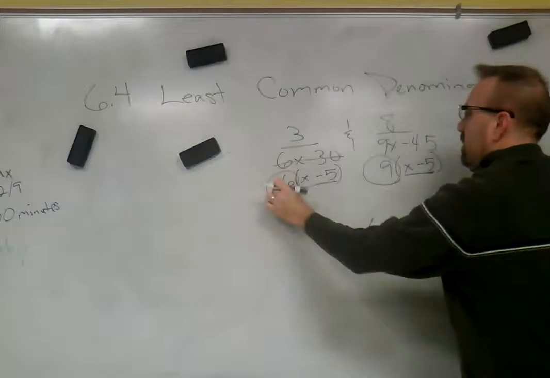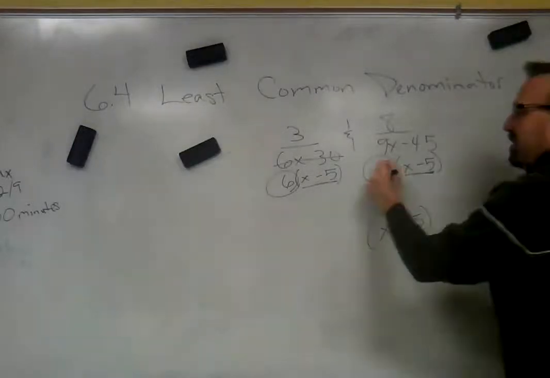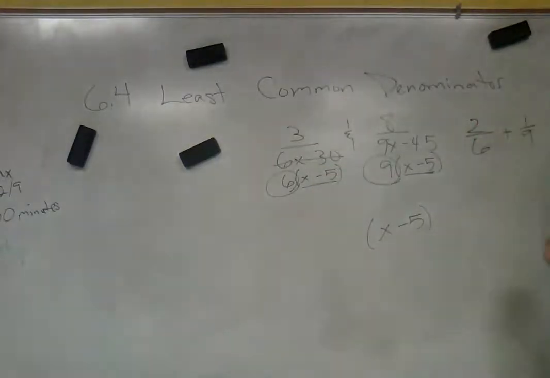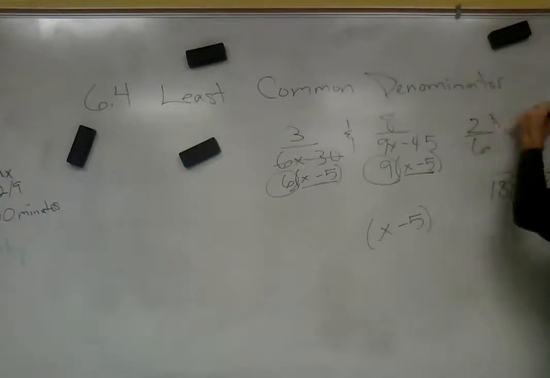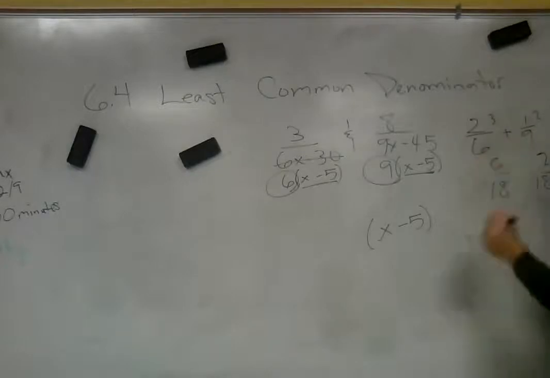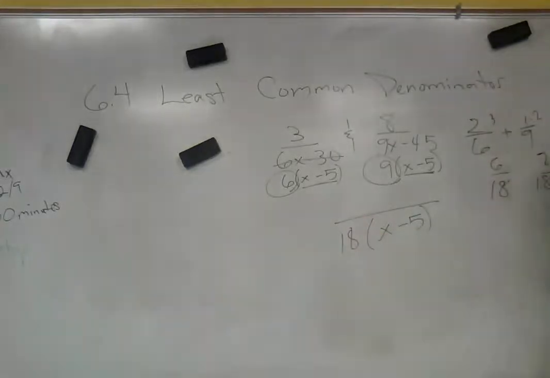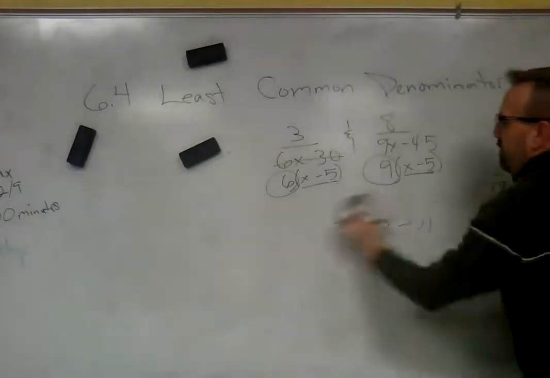What would the least common denominator be between 6 and 9? Denominator, not factor. Least common multiple. 18. They'll both go into 18. So if we had this problem, we would have to get 18 as our denominator. So we get so on and so forth. Okay. So our least common denominator would be 18 over x minus 5. Okay. Let's do one more like that, and then we'll show how to finish it out with the fractions.